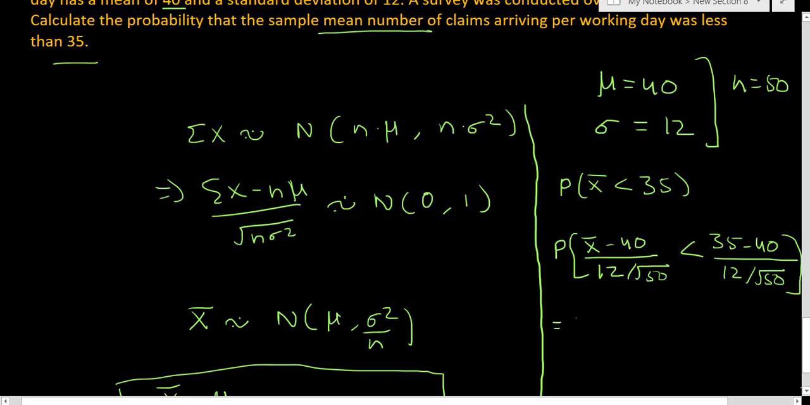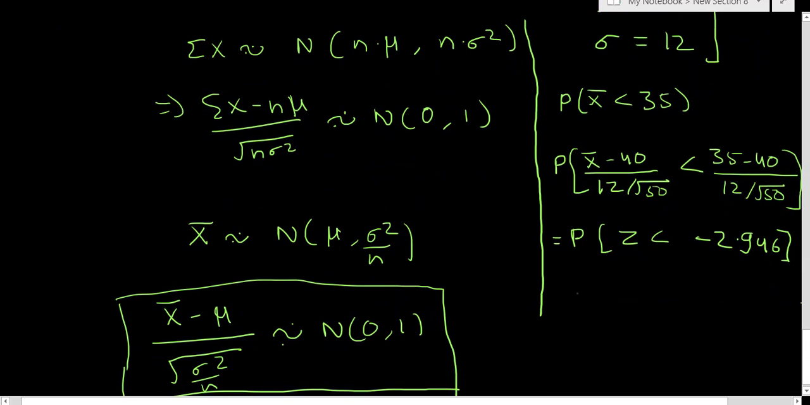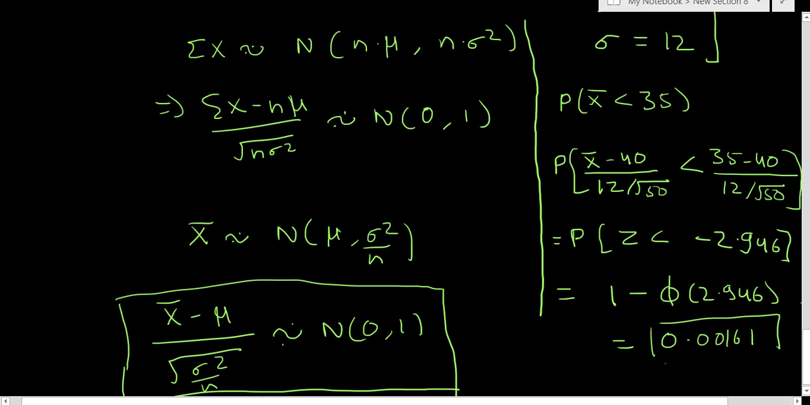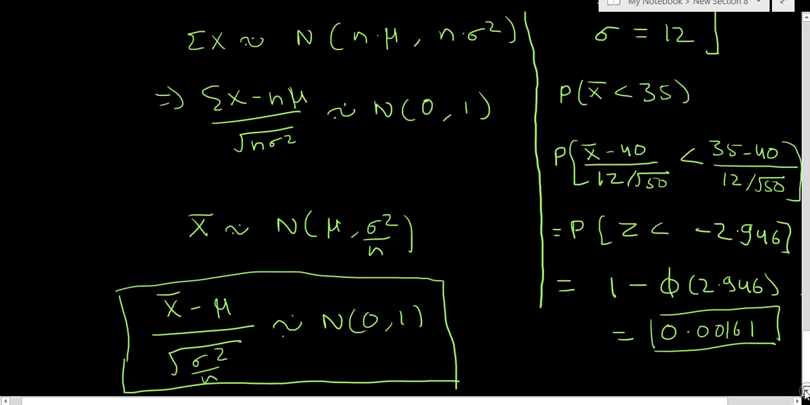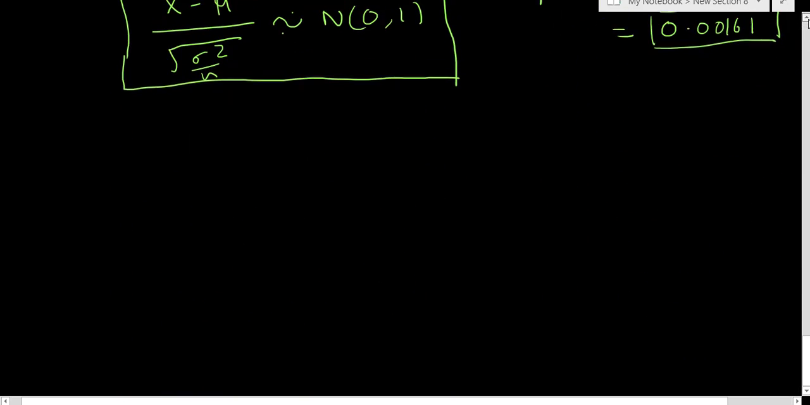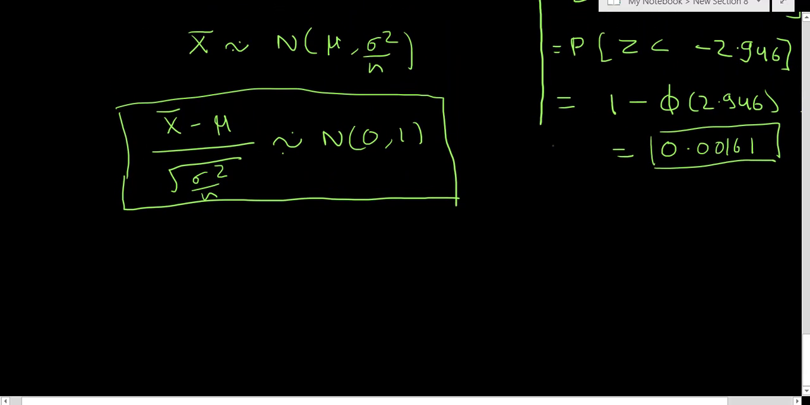Then I just convert this into a standard normal distribution. So I've got a probability that z is less than minus 2.946. And if I check this value from the tables, this would be nothing but 0.00161. This is the value. So that is how I solve it, and that is the answer given in the core reading, chapter 8, Central Limit Theorem. The example is on page number 3.